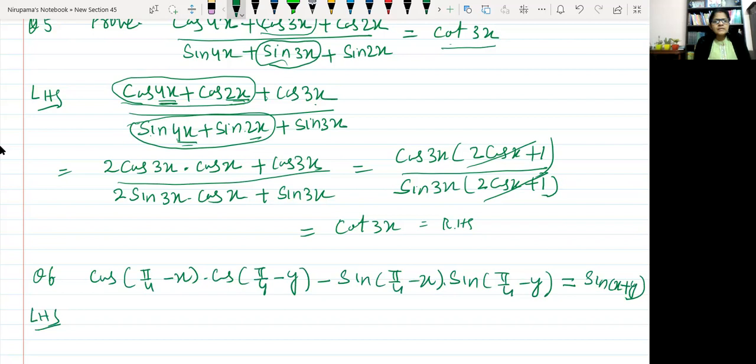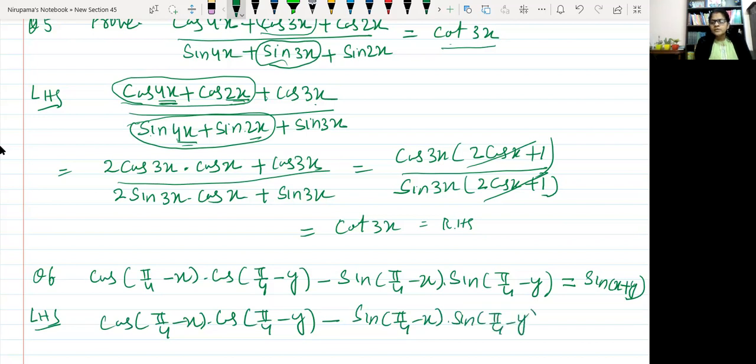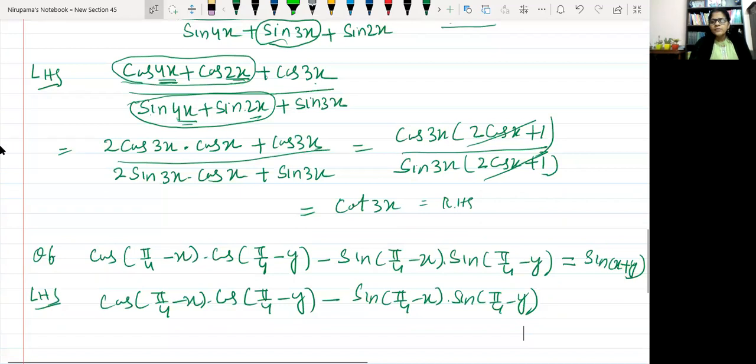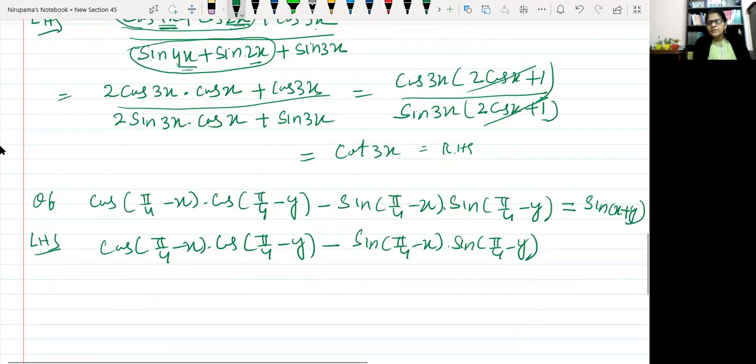You can see whenever you write cos(pi/4 minus x) into cos(pi/4 minus y), the next term sin(pi/4 minus x) into sin(pi/4 minus y). So at the moment you write this step, what might be your thoughts? It is just like cos A into cos B minus sin A into sin B. So whose formula is this? Cos A into cos B minus sin A into sin B, this is the formula of cos(A plus B).